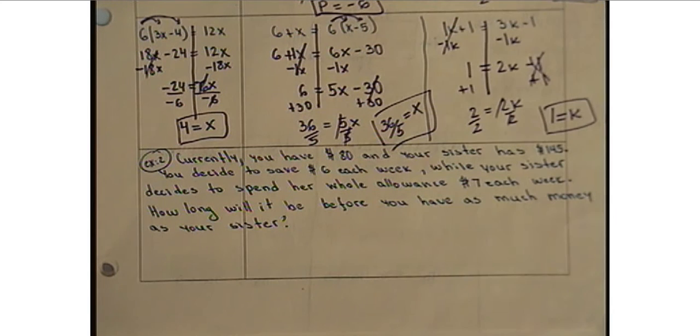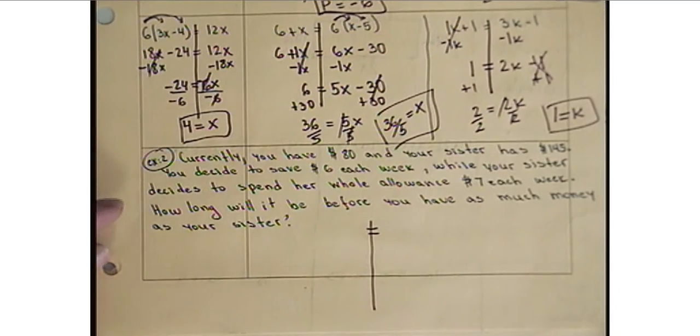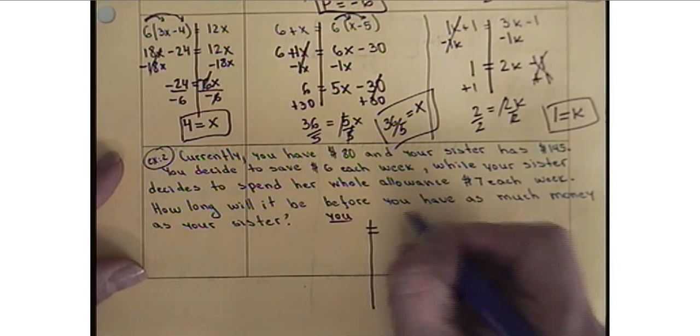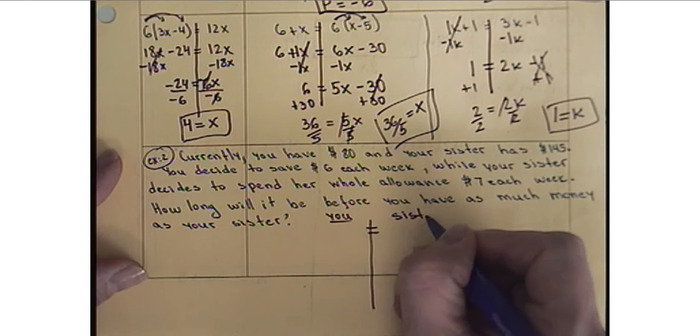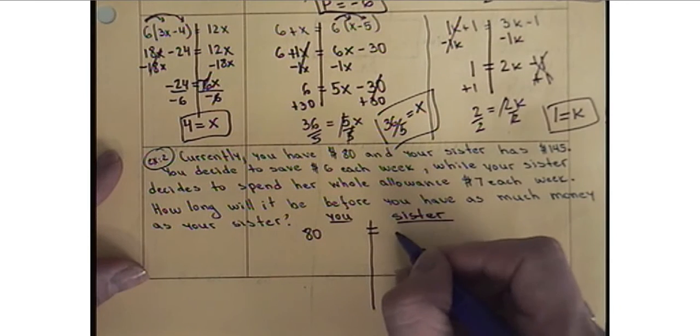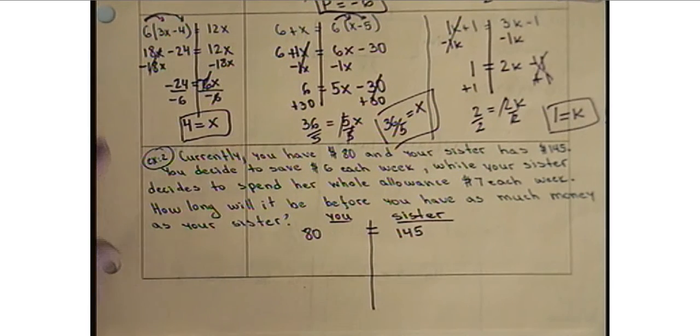So there are two cases. You start with some amount of money, so I'm going to put the equal sign and let's write the two cases. On the left side it's you, on the right side is your sister. So you have $80, she has $145. That's the start. Then you want to save $6 each week.